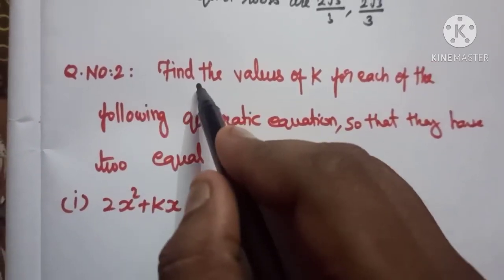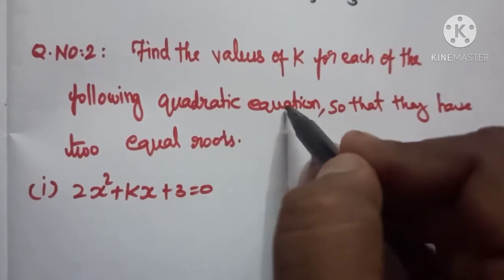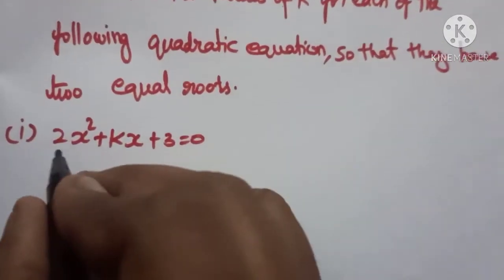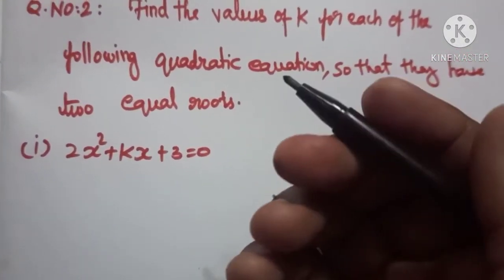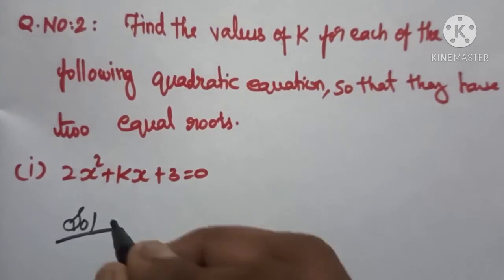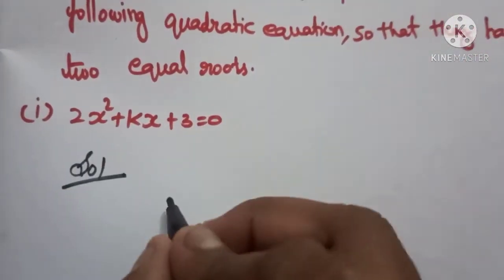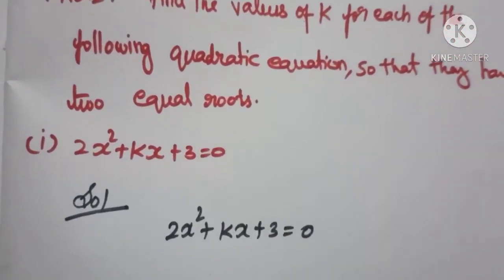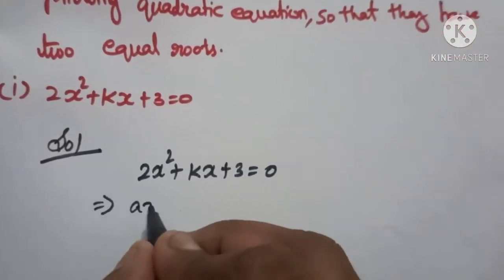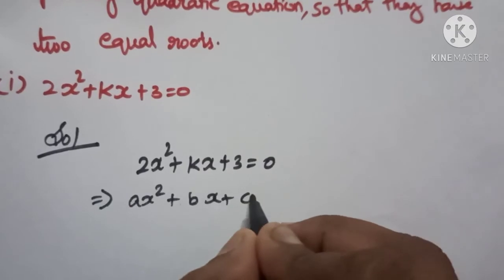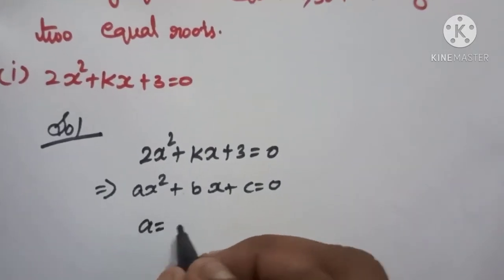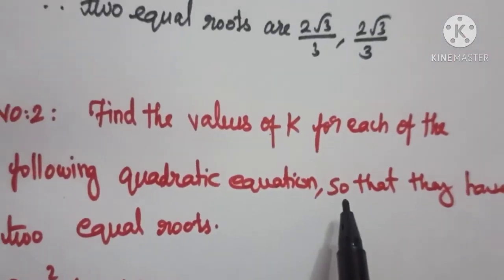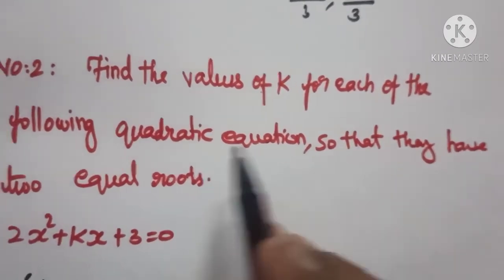Number 2: find the value of k for each of the following quadratic equations so that they have two equal roots. First, you write 2x square plus kx plus 3 is equal to 0. Now we compare with the basic format, ax square plus bx plus c is equal to 0, and we find a is equal to 2, b is equal to k, and c is equal to 3. Next, what is the given condition? So that they have two equal real roots.